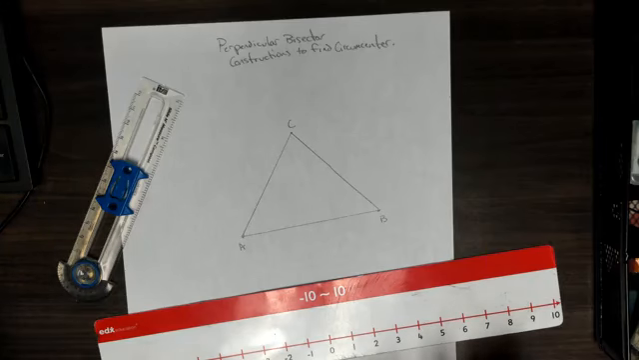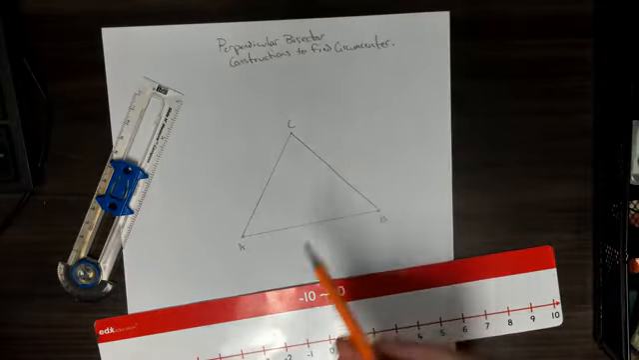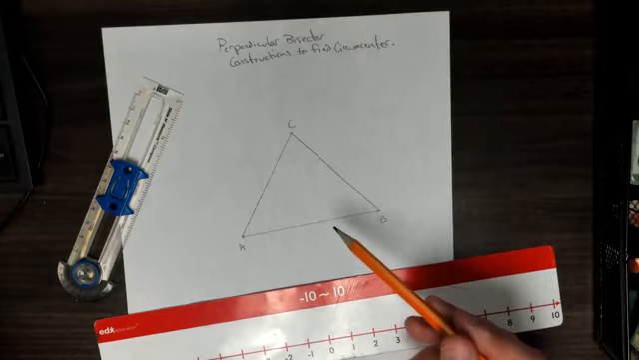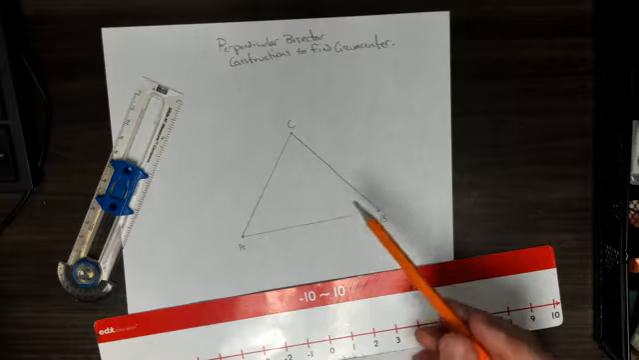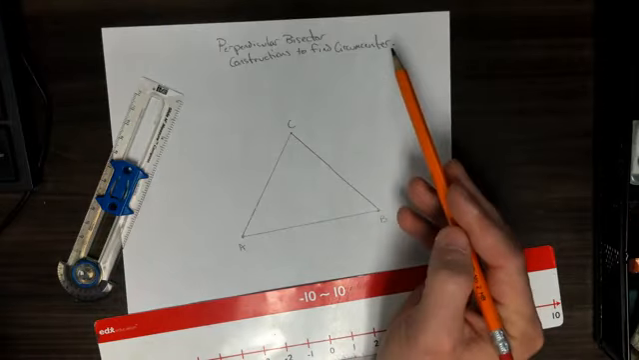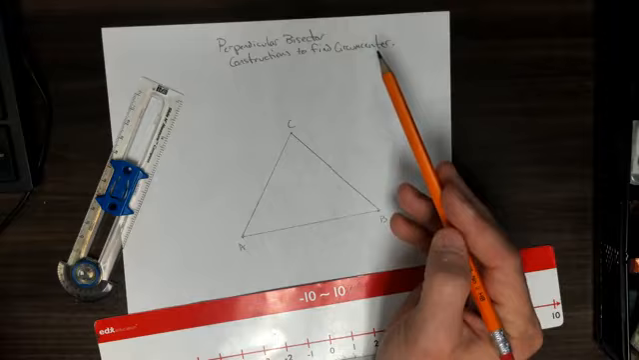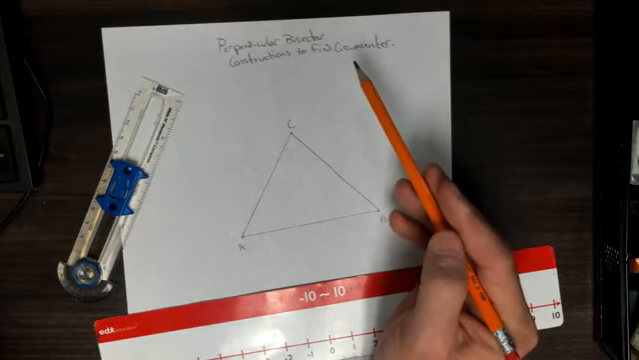Okay, so we're going to try this again. We're going to find the perpendicular bisectors of each side of this triangle. We're going to construct them so that we can find what we call a circumcenter. And what is the circumcenter?